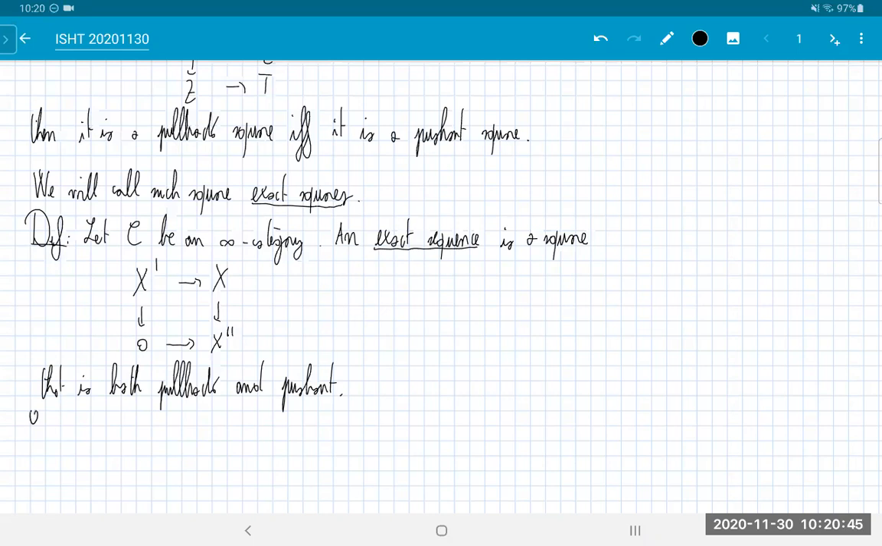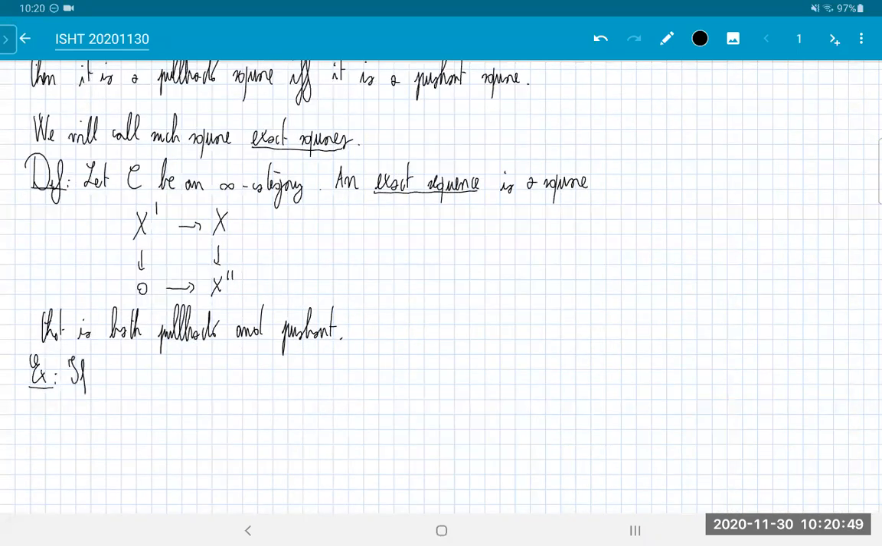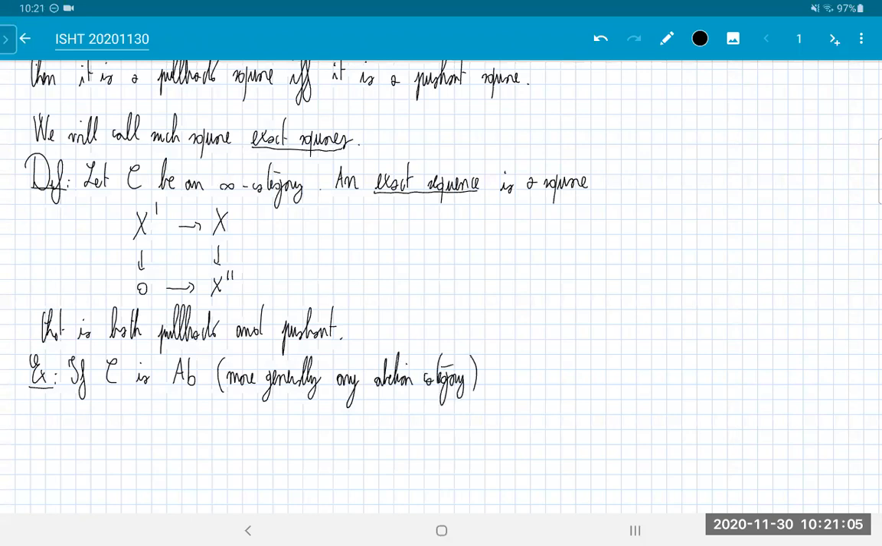And the motivation is the following example. So if C is, I don't know, the category of abelian groups, or more generally any abelian category, an exact sequence is exactly, pun not intended, a short exact sequence.